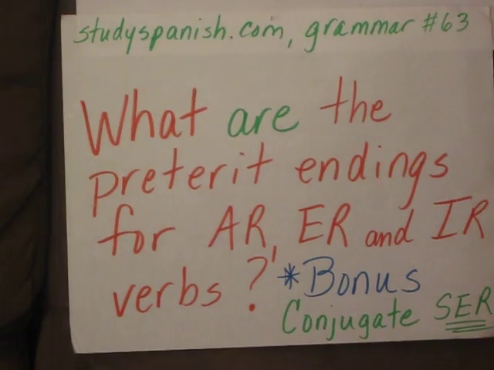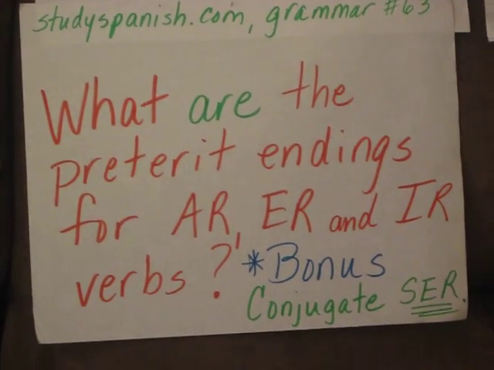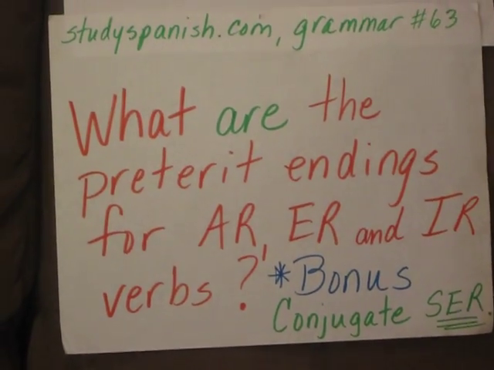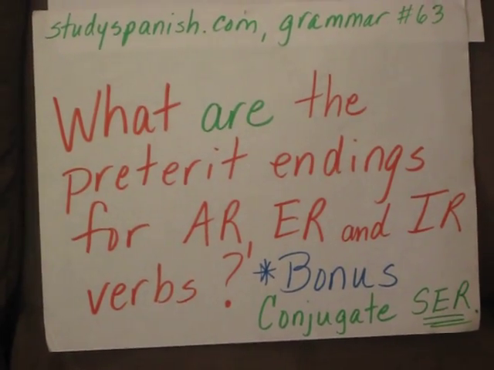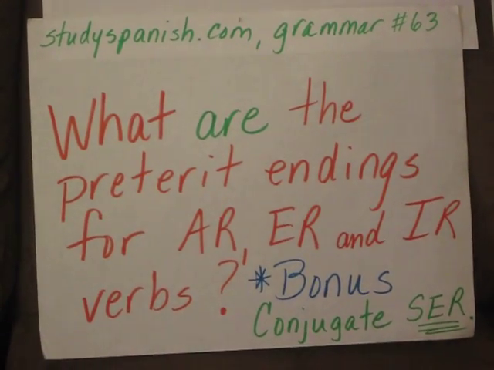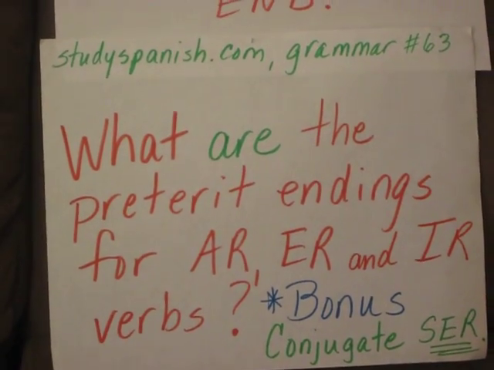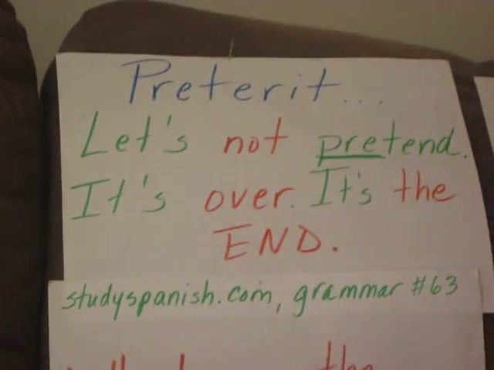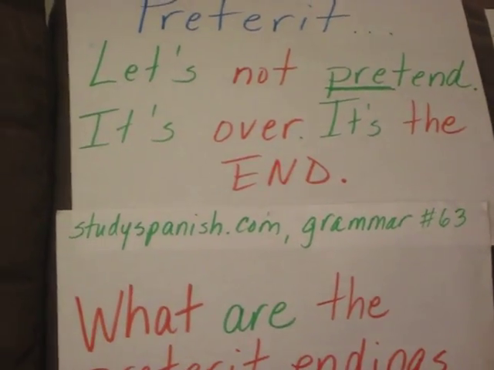Okay, on your activity sheets, I want you to write down what are the preterite endings for AR, ER, and IR verbs. And for a bonus, conjugate ser in the preterite. Okay, remember what I told you about ser. It will mess you up in the preterite. Alright, that's just a little hint. So remember, the preterite, let's not pretend. It's over, it's the end.